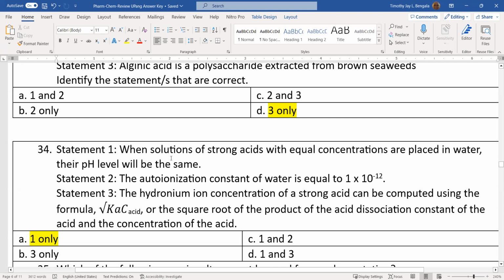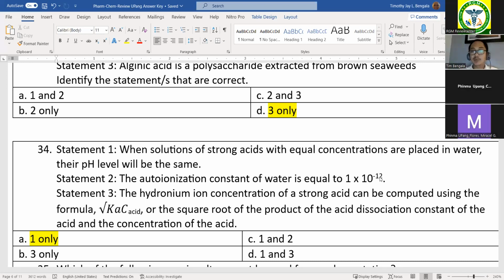Statement number 2. The autoionization constant of water is equal to negative 12. So dito, yung exponent ay negative 12. So ito yung nagpamali sa statement. It should be negative 14. The hydronium ion concentration of a strong acid can be computed by using the formula square root of Ka times the concentration of the acid. So, mali na ito dito pa lang. Because the concentration of a strong acid is not computed using the Ka.